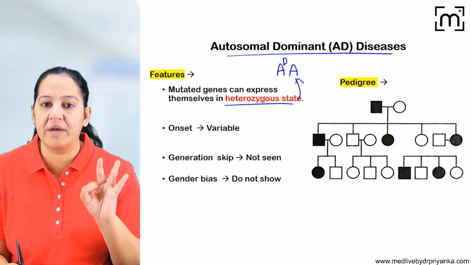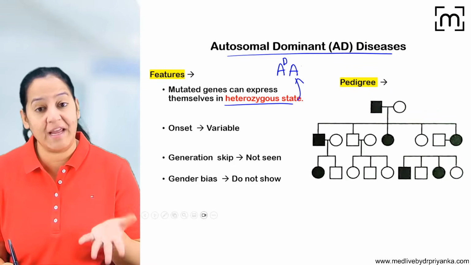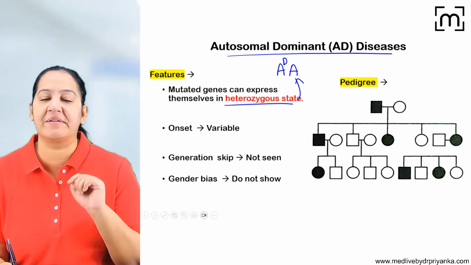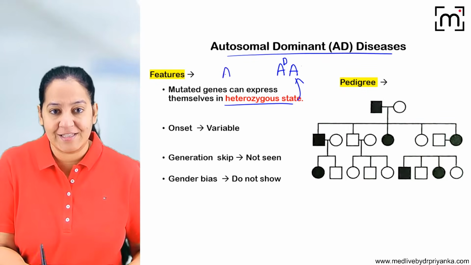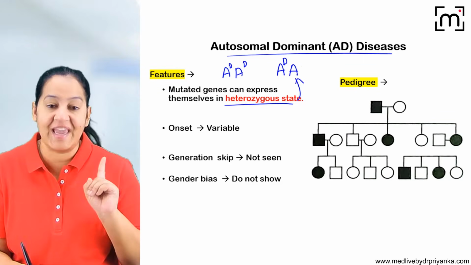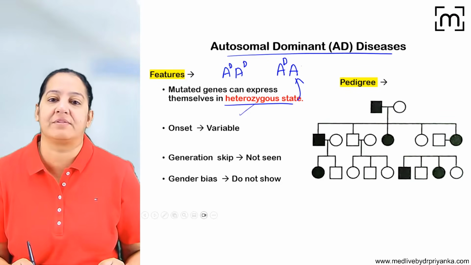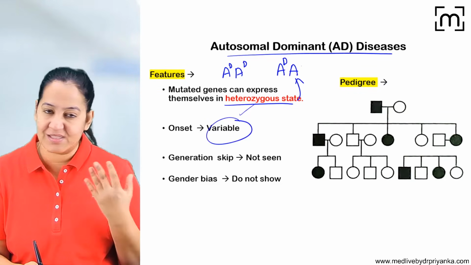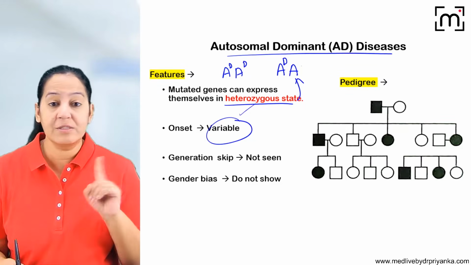So the autosomal dominant diseases can express in heterozygous condition also. It is not necessary, in contrast to autosomal recessive disease, which expresses only in homozygous state. These diseases can express in homozygous state as well as heterozygous state, which differentiates them from the autosomal recessive disease. Onset is variable. Sometimes they start in childhood, sometimes in young age, sometimes in old age. Onset is very variable.